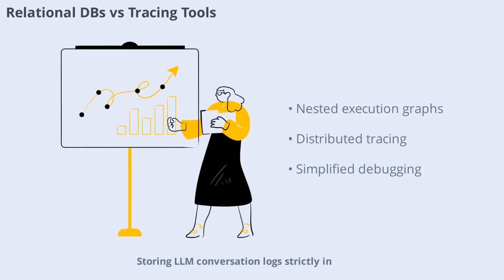Storing LLM conversation logs strictly in relational databases like PostgreSQL can be problematic. These databases struggle with the highly variable, nested nature of agentic steps, such as chains, recursive tool calls, and child spans. Distributed tracing systems or document stores are much better at visualizing execution trees and parent-child relationships.